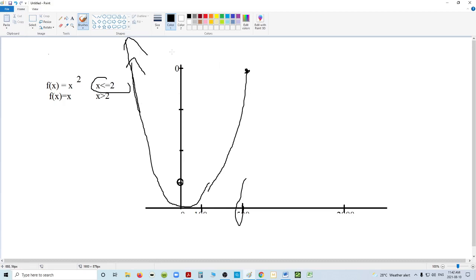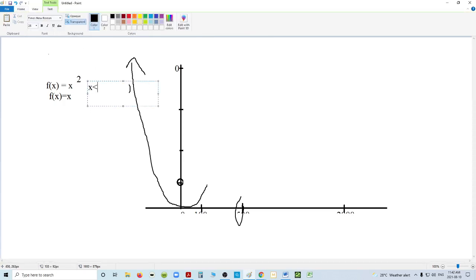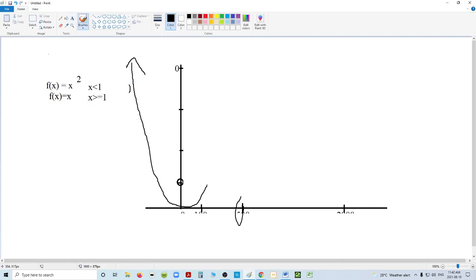But right here, my function changes into a line. When x is bigger than 2, we have a line. And actually, let's use 1, because that's going to be a more interesting case. So I'm going to just chop that down to here. And I'm going to say when x is smaller than 1, it's a parabola. And when x is bigger or equal to 1, it's a line. Which means right here, when this ends, I actually put a hollow circle. And what's that coordinate? 1, 1 is the point that fits when 1 is x, y is 1.